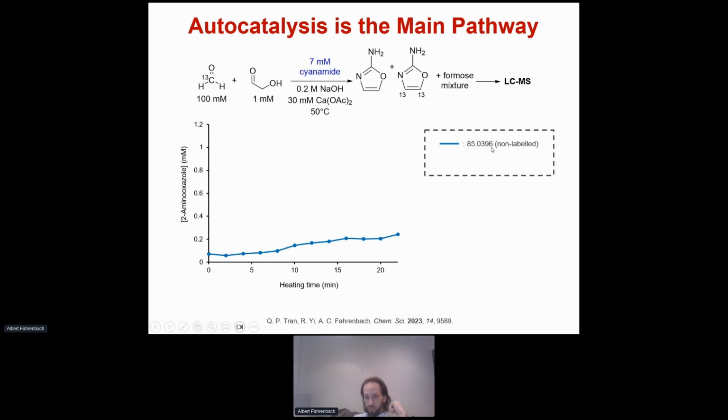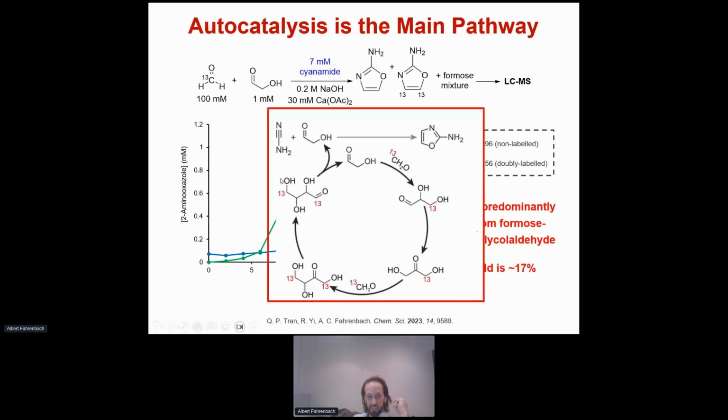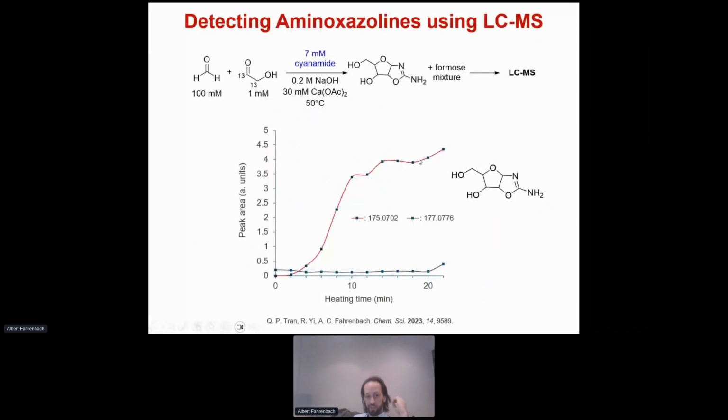So this is the non-labeled 2-aminoxazole that you would expect to see just from this initial glycolaldehyde, and you see a little bit, but you see mostly the doubly labeled product that you get from the formose reaction. So this shows that the 2-aminoxazole is predominantly formed from the formose-generated glycolaldehyde, and that again the yield is about 17%. So just as this cycle converts more of the sugars into these 13C sugars, we can get that 2-aminoxazole.